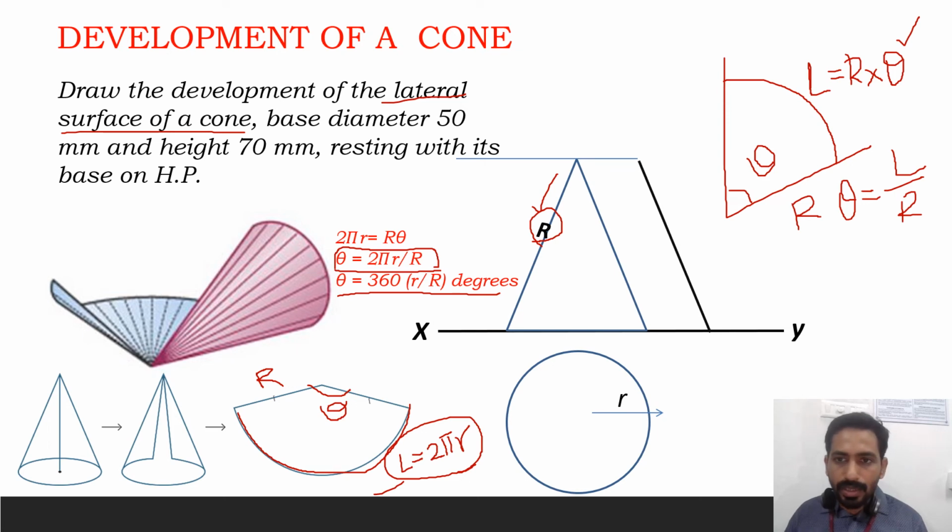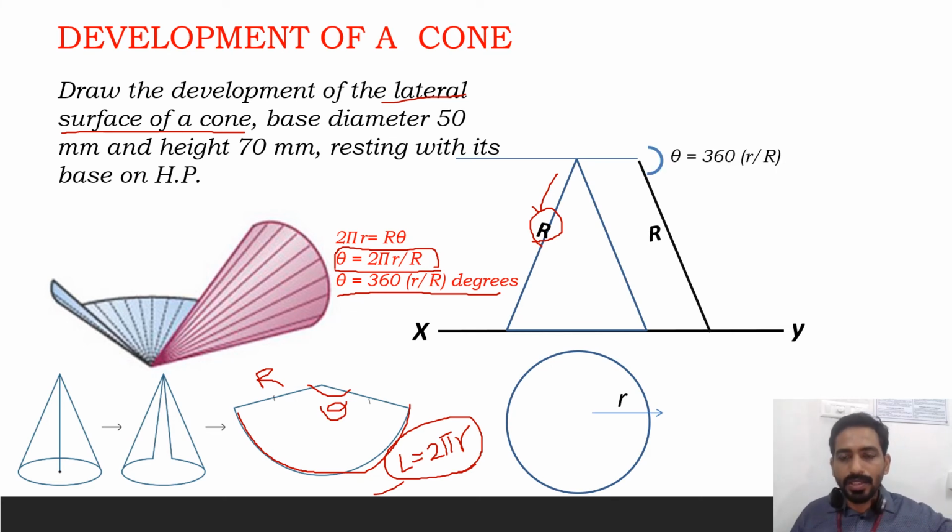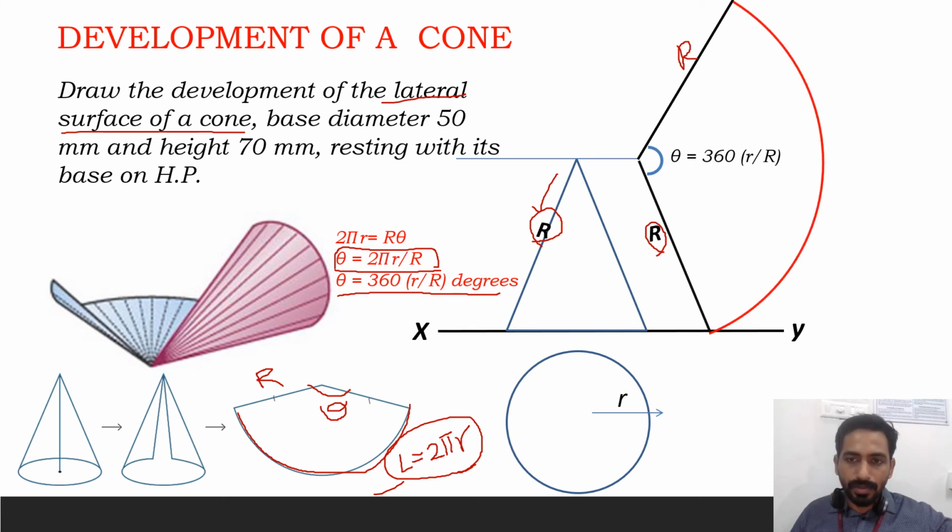So if you know that in degrees, you can directly draw the arc. I will find out theta, which is equal to 360 into r by capital R, and I will draw another line which has the same length, capital R. Now taking R as radius and this point as center, I will draw the arc. Now this represents the development of the lateral surface of the cone.